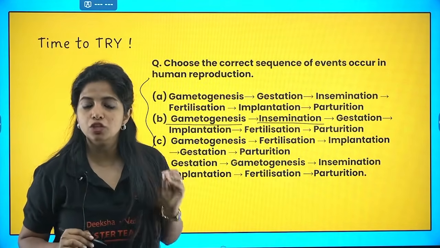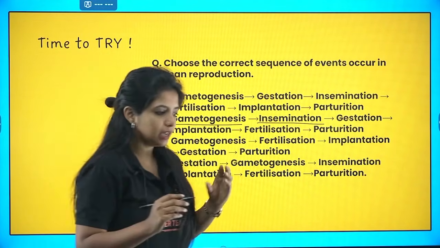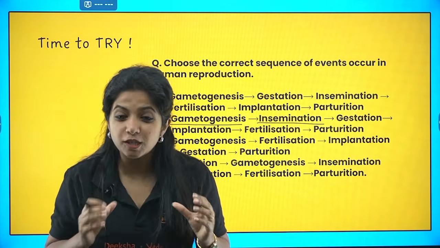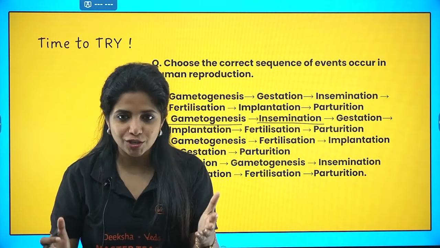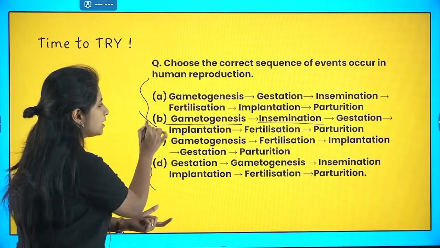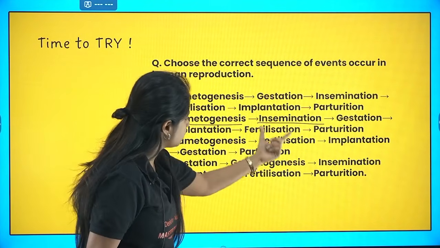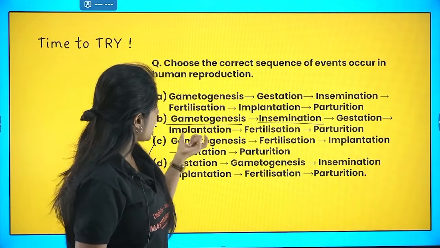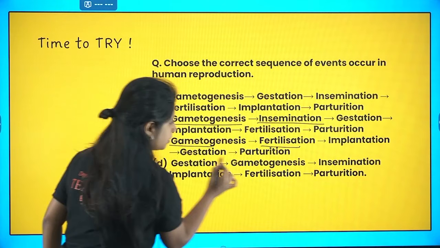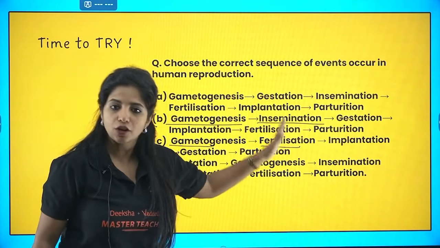Now after insemination, my dear children, what should happen? The male and the female gamete should fuse together, and this process is known as fertilization. Fertilization should take place. Over here, fertilization is elsewhere, so until now everything was correct, but at this point everything got wrong. I do not have any other option, but I have gametogenesis, then fertilization. Yes, this could be correct. They have not mentioned insemination anywhere, so probably they have missed it, but okay. After gametogenesis, you have insemination and then fertilization.